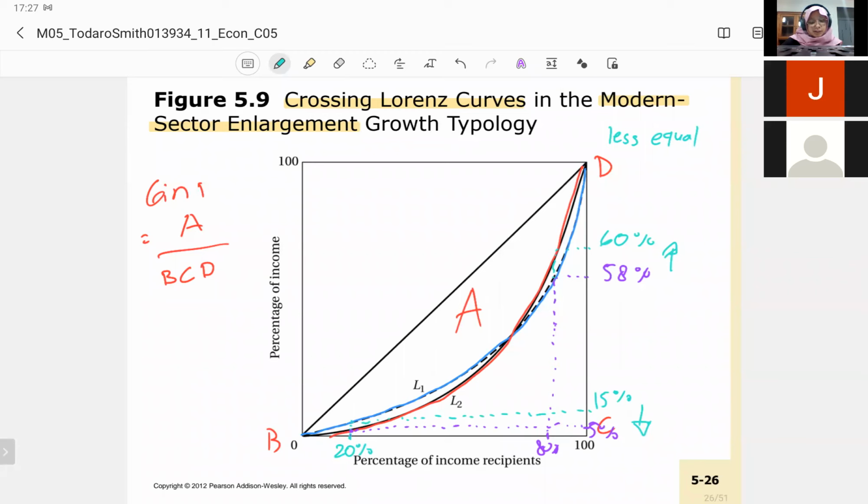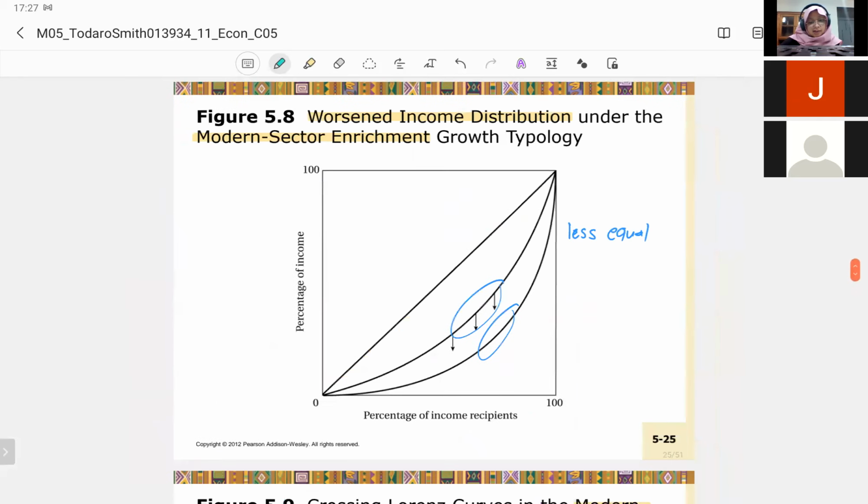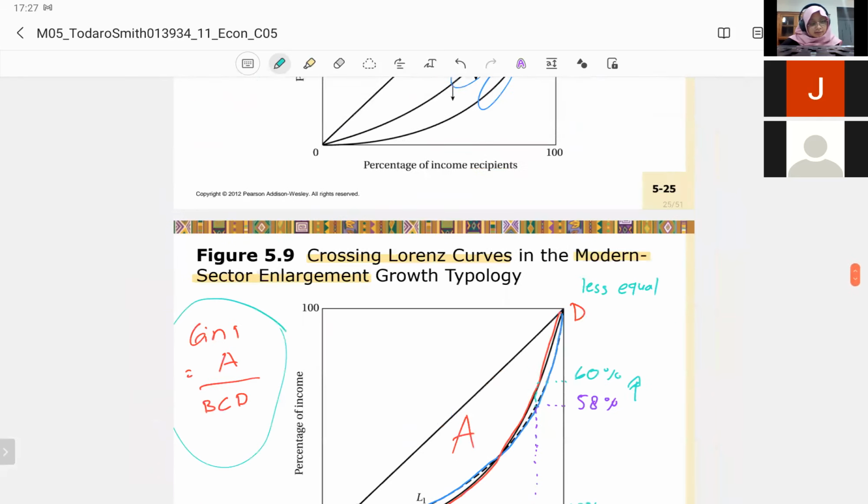Now you notice that even though the Lorenz curve can shift from L1 to L2, what's different between L1 and L2 is the slope, right? The slope of this half moon is now different, but the area of the half moon doesn't change. So the Gini coefficient is still the same. And that's for the shifting of the Lorenz curve.